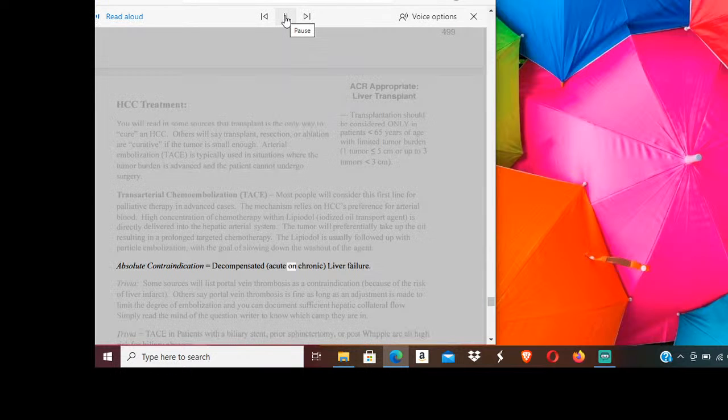Contraindication equals decompensated, acute on chronic, liver failure. Trivia: some sources will list portal vein thrombosis as a contraindication because of the risk of liver infarct. Others say portal vein thrombosis is fine as long as an adjustment is made to limit the degree of embolization, and you can document sufficient hepatic collateral flow. Simply read the mind of the question writer to know which camp they are in.